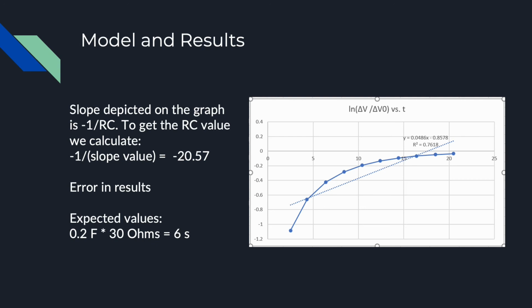However, this is theoretically impossible, which most likely is due to error in data collection, because it was kind of difficult to tell when the capacitor was fully charged and fully discharged. The expected value for RC was 0.2 farads times 30 ohms, which would give around 6 seconds. So my estimation was way off.